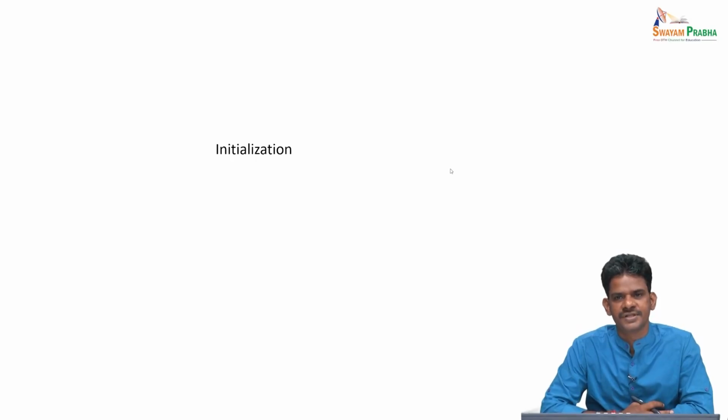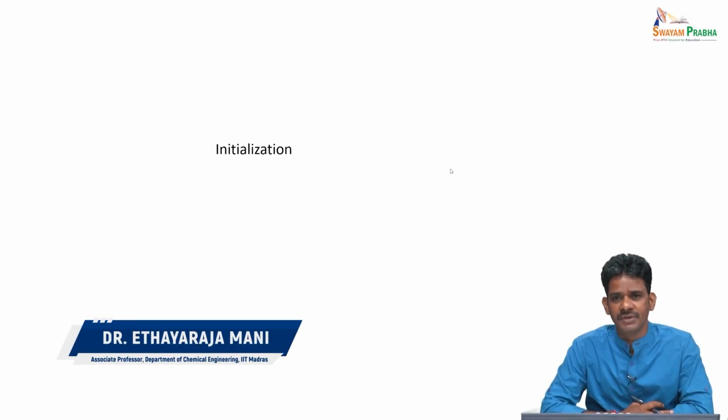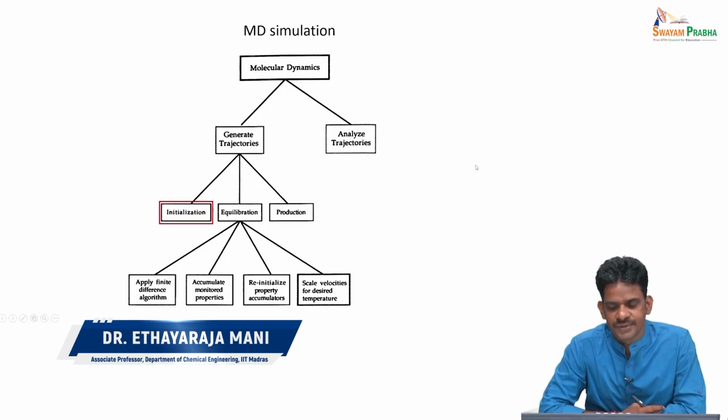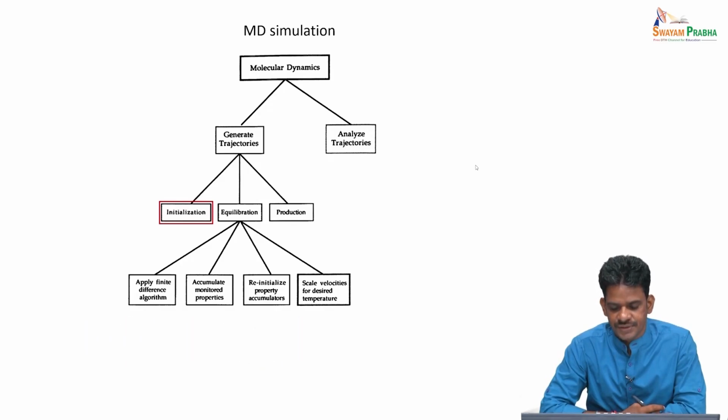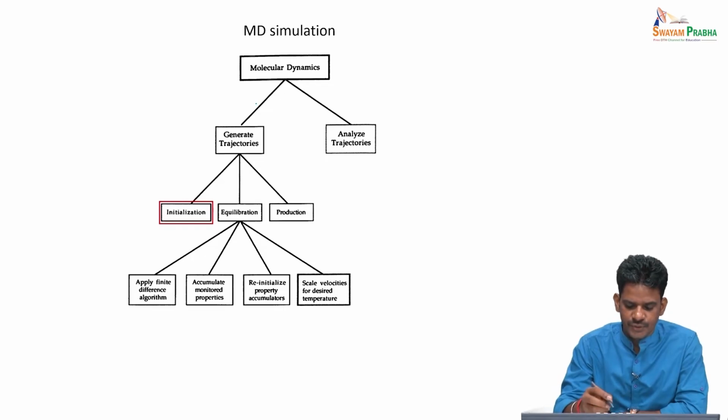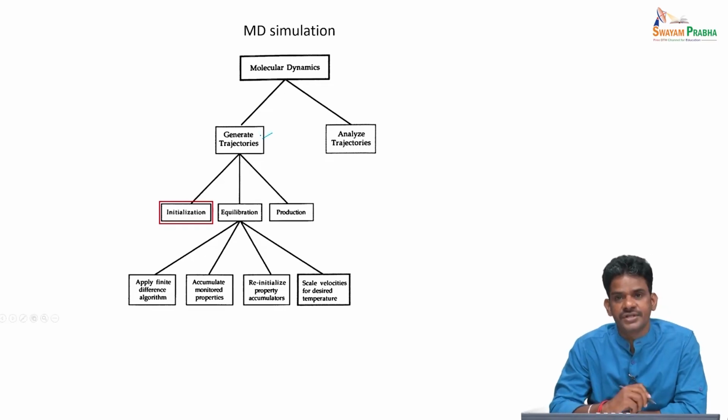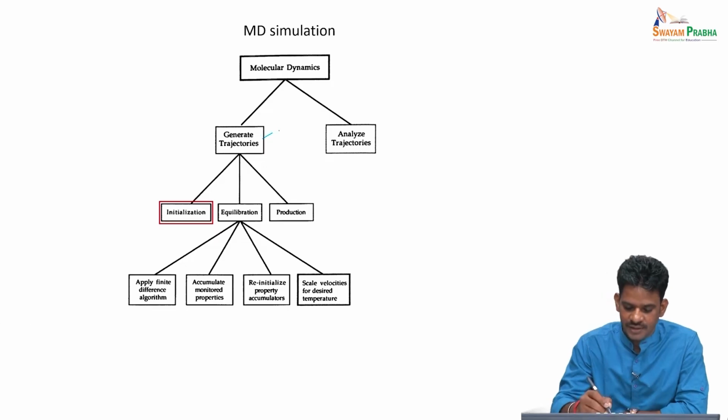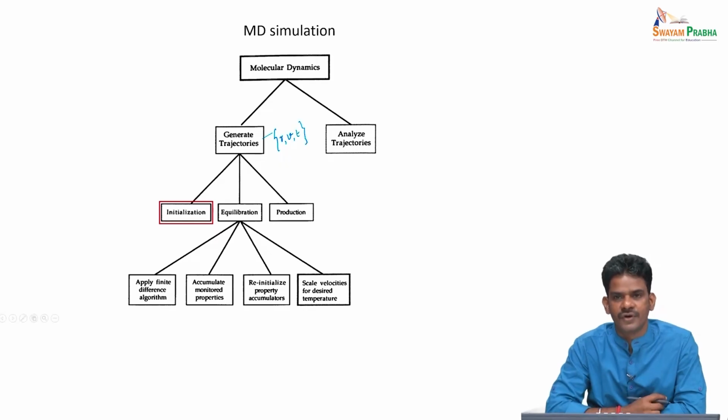In this lecture, we will discuss how to initialize MD simulations. This diagram shows various steps involved in MD simulations. The first thing to do is to generate the trajectories of the system. This basically means getting the positions and velocities as a function of time for all the particles. That is what we mean by the trajectories.